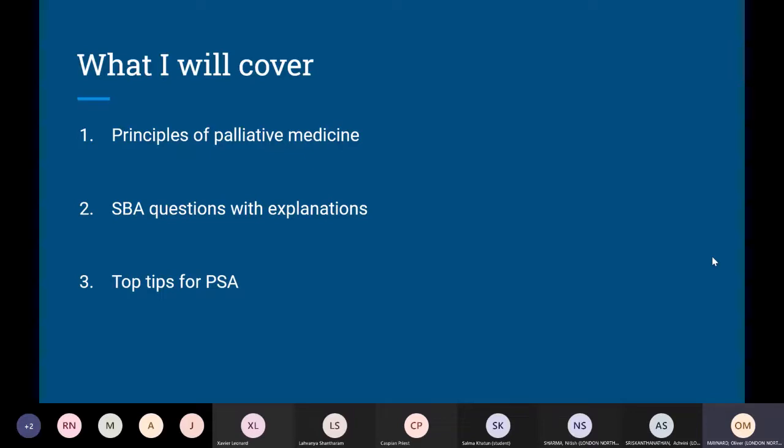And then right at the very end, some of you might have already done your PSA, but for the ones who haven't, I've got some top tips for the PSA, just because palliative medicine has a lot of prescribing in it, and a lot of it's relevant to the PSA.